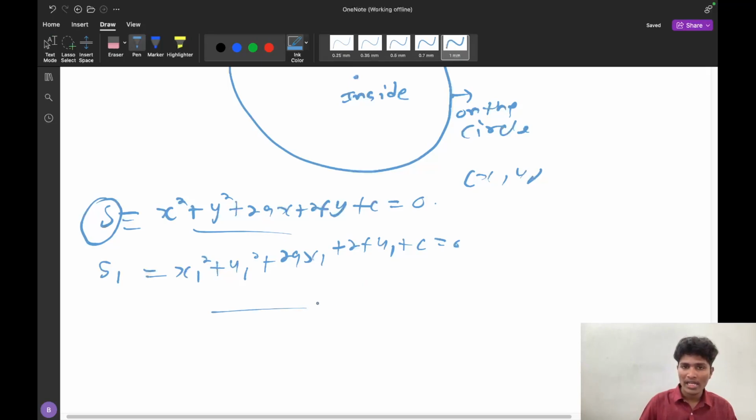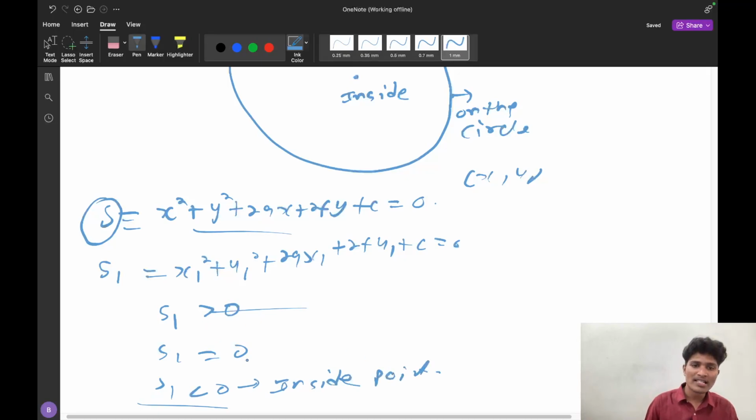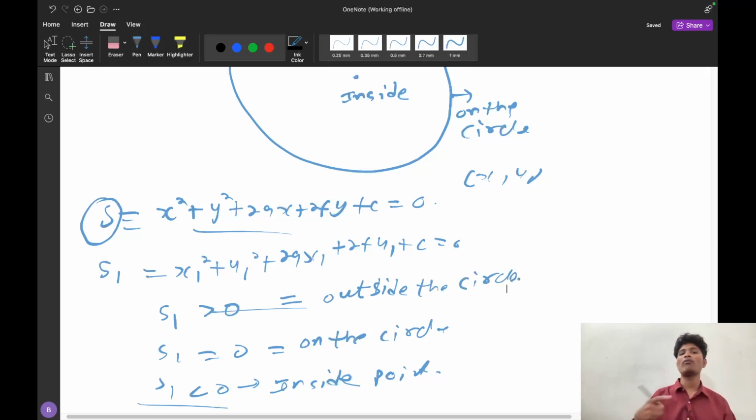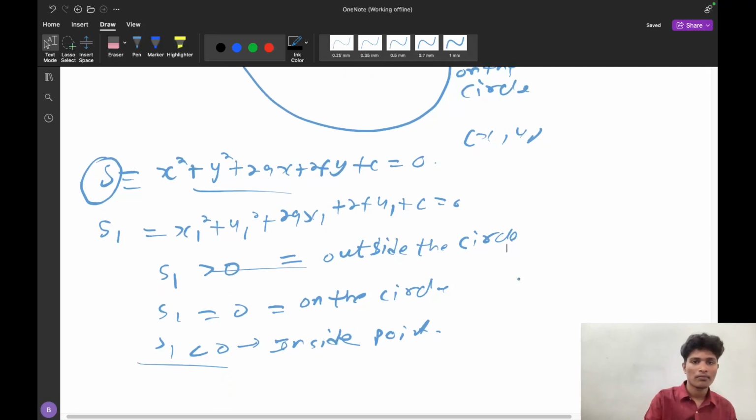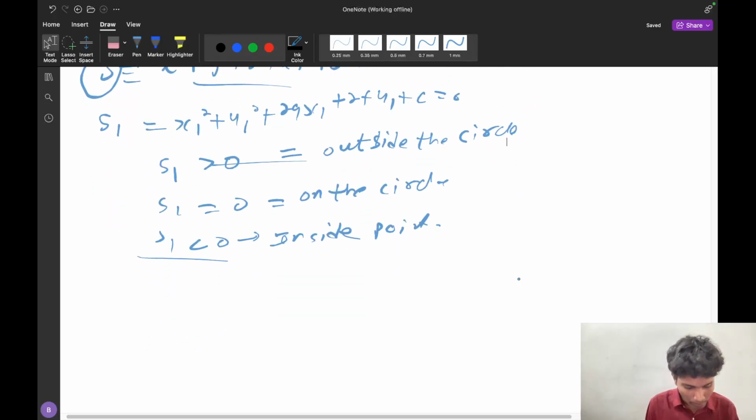So when I substitute this point, we check whether S1 is greater than 0, equal to 0, or less than 0. If it is less than 0, it is an inside point. If S1 is equal to 0, it is on the circle. And if it is greater than 0, it is outside the circle. That is, when we substitute the point in the circle equation, if the result is greater than 0, it will be outside. If the result is less than 0, it will be inside the circle. If the result is equal to 0, it is on the circle, because the point is satisfying the circle equation. It is very important to remember. Now we have discussed the position of point. Now what is the position of line?